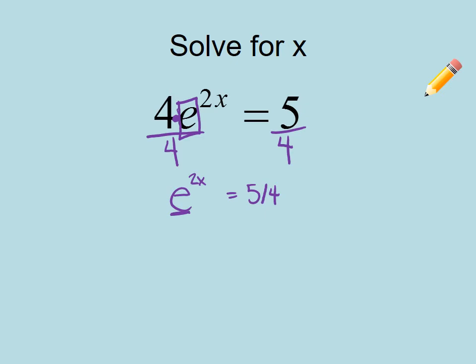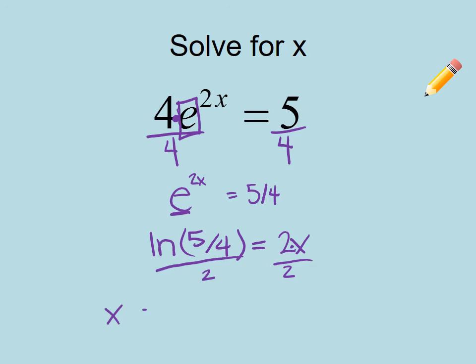The base is now isolated, so I can convert to logarithm form. E becomes ln. The exponent becomes the answer. What's remaining becomes your main value. I have one additional step here as x is not by itself. I'm multiplying these, so I'm going to divide both sides by 2, the whole thing by 2. So in my calculator, I need to type in ln of 5 divided by 4 and divide all of that by 2.